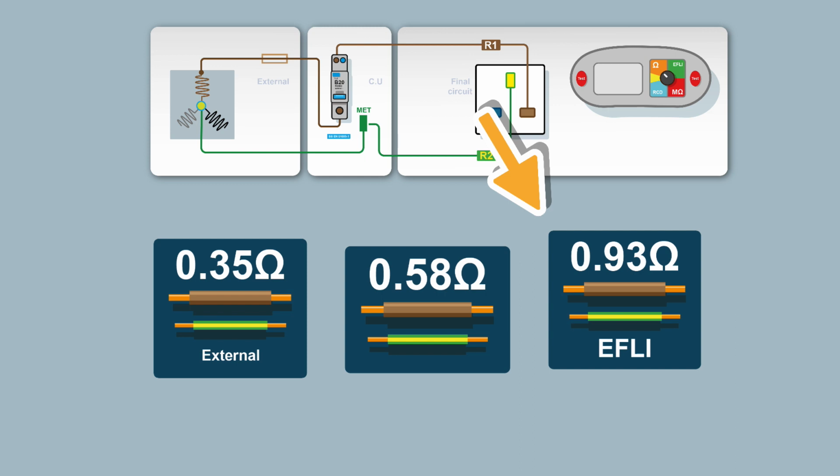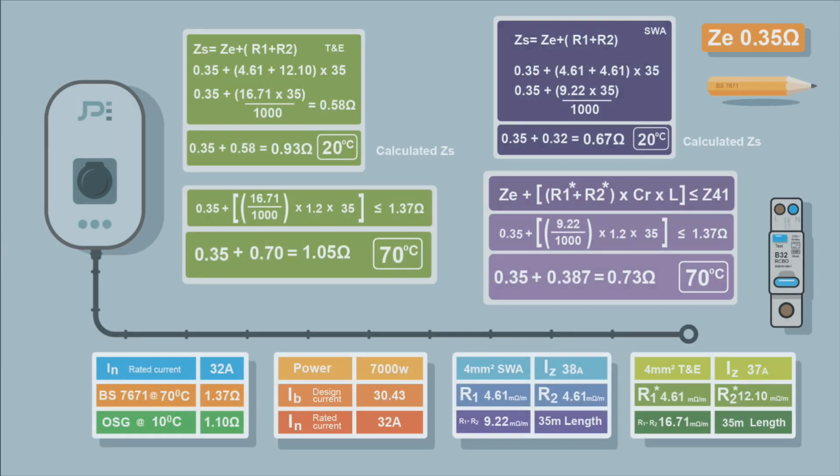We only correct our R1 plus R2s. We don't add any correction factors to ZE. We've got no control over ZE. We get given a value, which is usually the maximum, or we can take a reading.